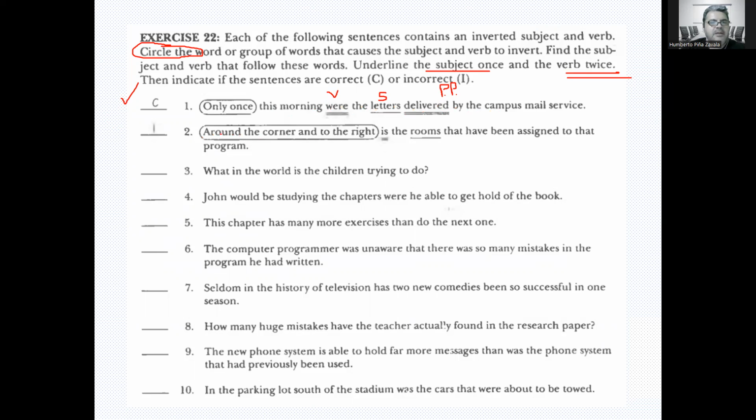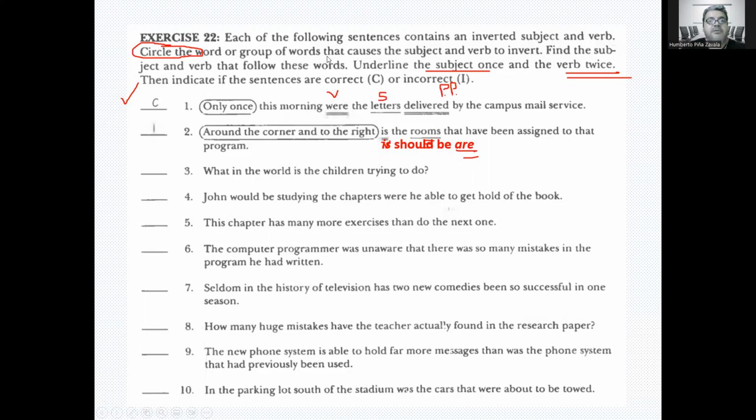Around the corner and to the right, this is an expression of place, is the rooms that have been assigned to that program. So rooms is plural, therefore the verb should be plural too. So is should be are. Around the corner to the right are the rooms that have been assigned to that program.